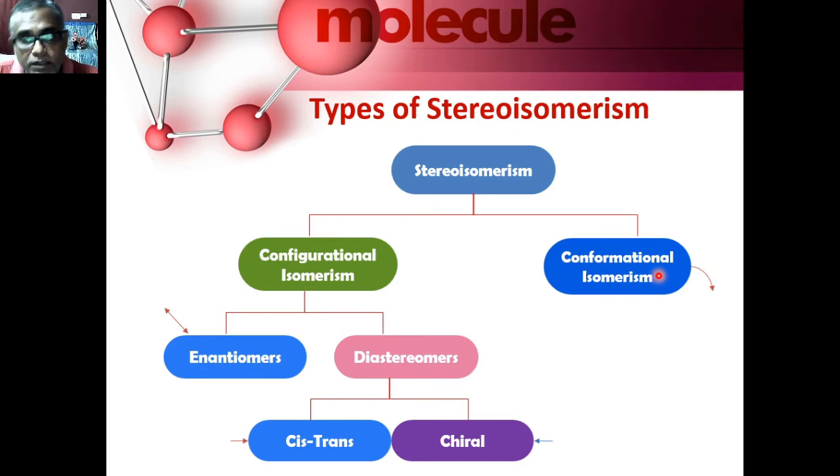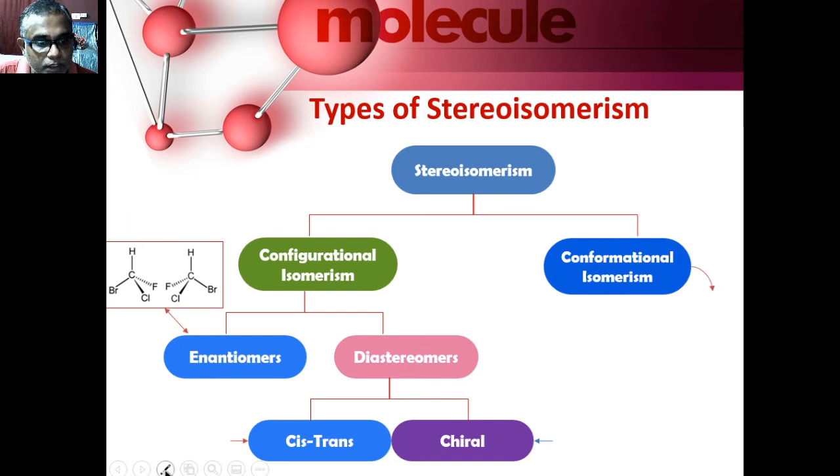We have seen this conformational isomerism in our earlier classes, where we understood how different conformers can be formed for ethane, butane, etc. So we have seen the eclipsed conformation and staggered conformation. These all arise because of the rotation of the carbon-carbon single bond. And configurational isomerism can be further classified into enantiomers and diastereomers.